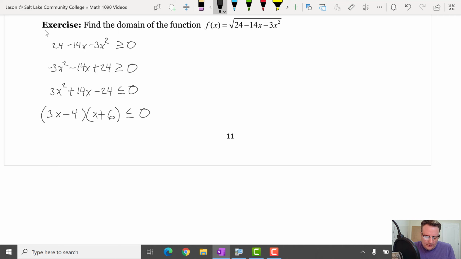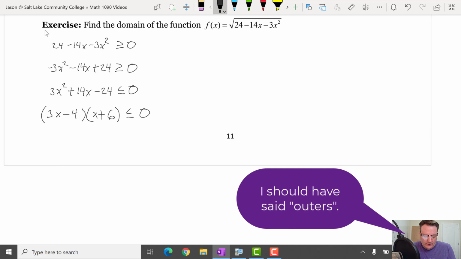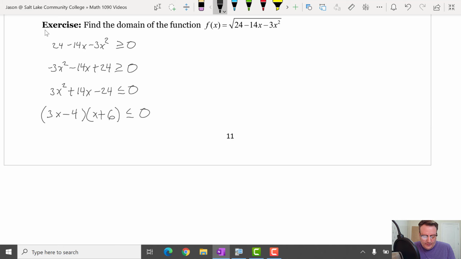Okay, let's just double check that. When I multiply the lasts, I get -24. When I do the firsts, I get positive 18x. When I do the inners, I get -4x. Positive 18x minus 4x is positive 14x. And I do get positive 3x squared. Okay, so that checks out. That is a correct factorization.